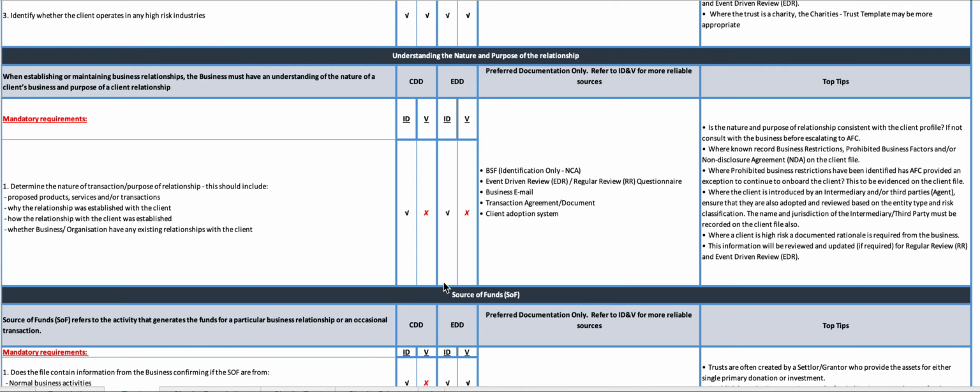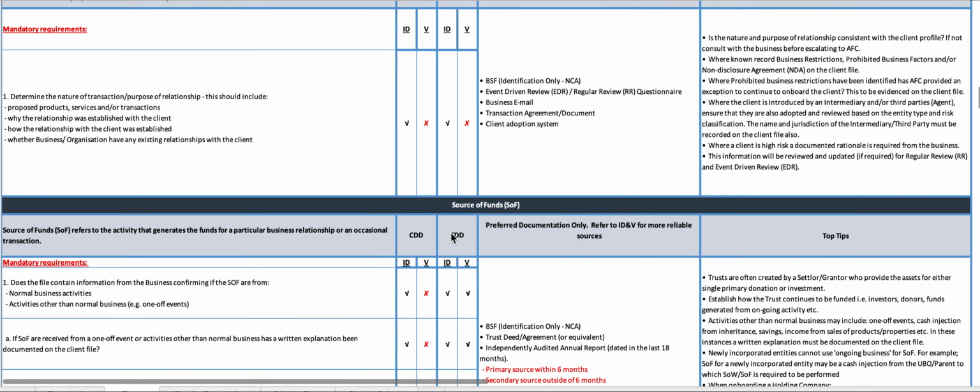Understanding the nature and purpose of the relationship. So you need to determine why the relationship was established with the client, how the relationship with the client is established, and whether the business or organization has any existing relationships with the client. So you need to just identify this for CDD and EDD.